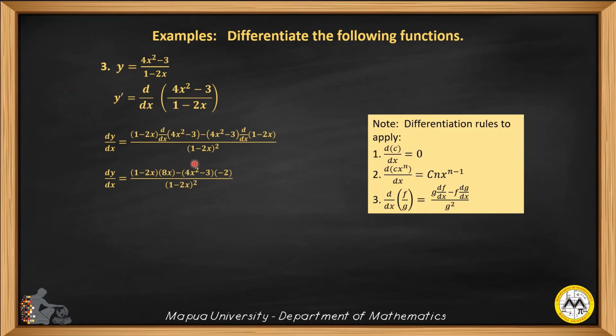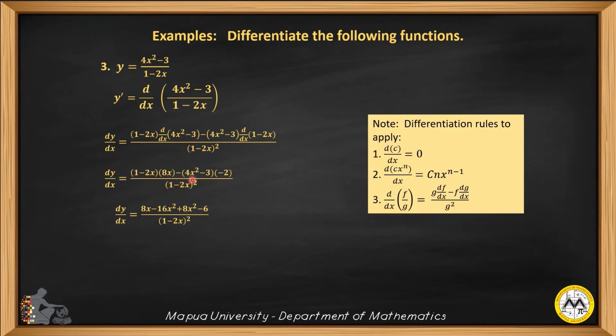Working out the derivative as required, the numerator now would result to 1 minus 2x times 8x. 8x is the derivative of 4x squared minus 3, coming from the derivative of 4x squared, since the derivative of 3 is 0. For the second term, we have 4x squared minus 3 times the derivative of 1 minus 2x, which is just negative 2. This difference is to be divided by the square of 1 minus 2x.